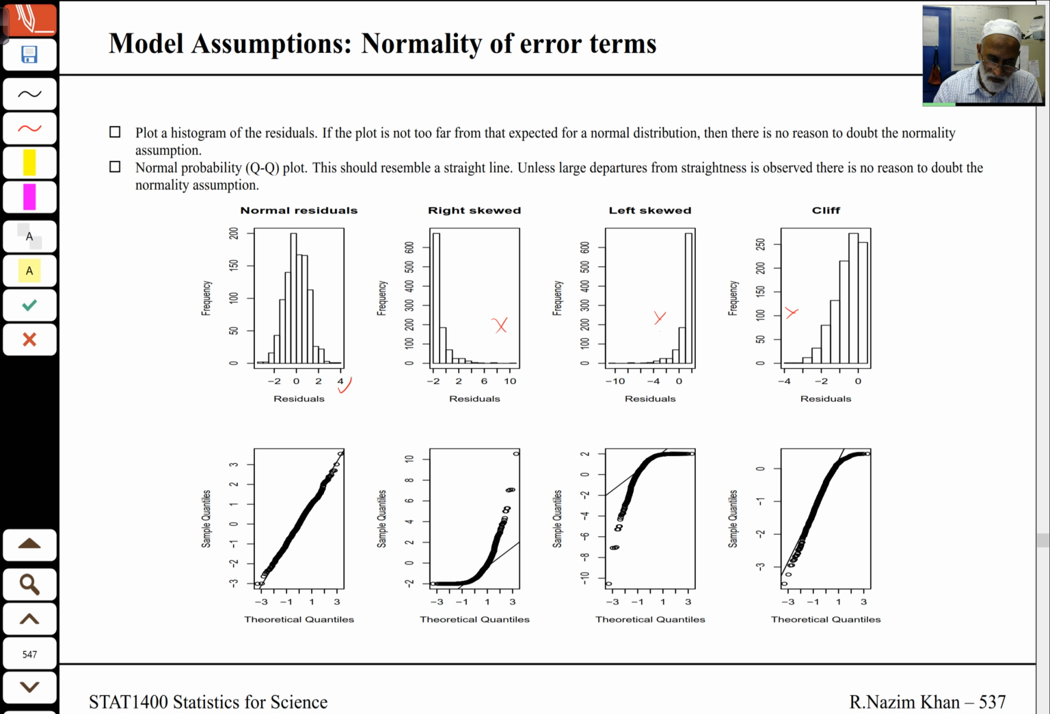The other way is what's called the normal QQ plot. And here, what we should see is that the points are along a straight line, and the straight line has been drawn to guide you. So you can see the data that's right skewed, and the line disappears essentially, and there's a bit of a cliff here as well. There's a problem here at both ends. So you're going to get something that gives you a strong departure from the straightness. So the last three cases here don't look normal at all.